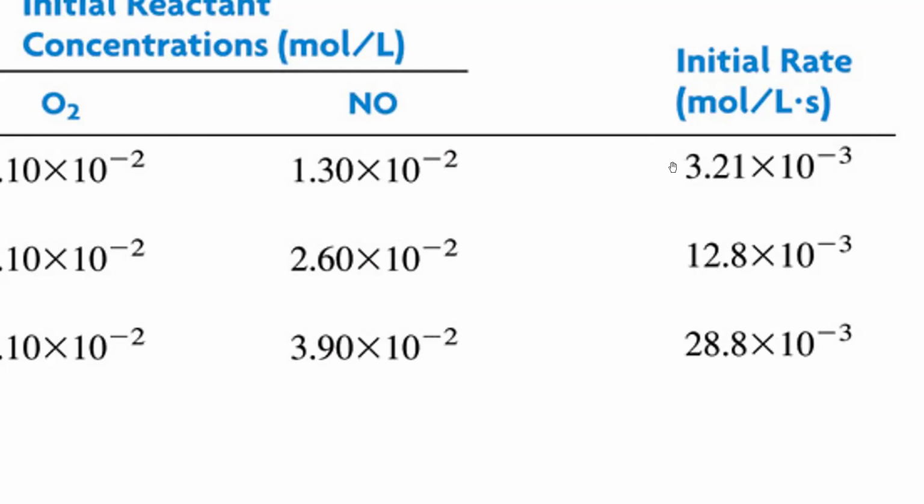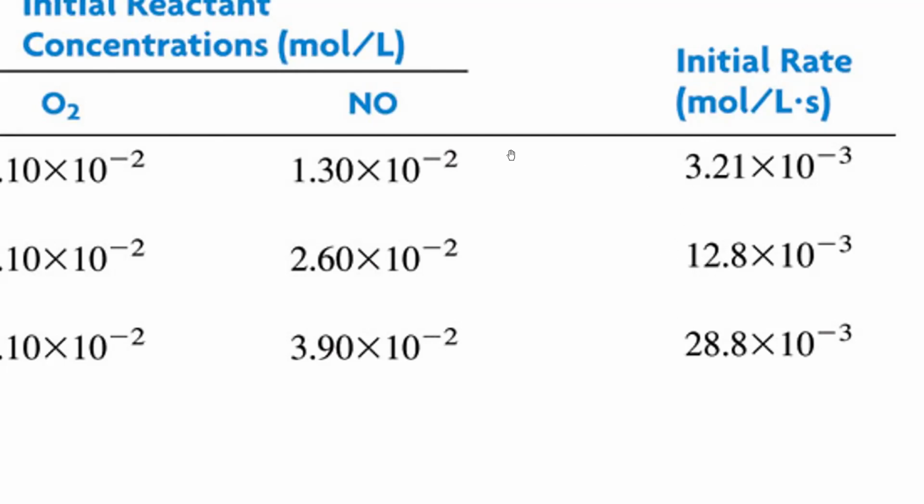The initial rate goes from 3.2 to 28.8 times 10 to the minus 3 in both cases. So this is more than doubling, but we did have 3 times as much concentration. So what would 3 times as much be? Well, that would be closer to 9 or 10. And it's even more than 6 times as much. That would be around 19. So if we plug this into our calculators, we're going to find this is a 9-fold increase.